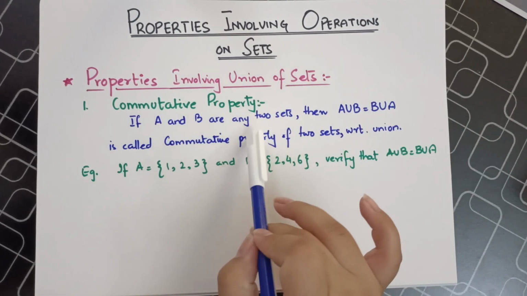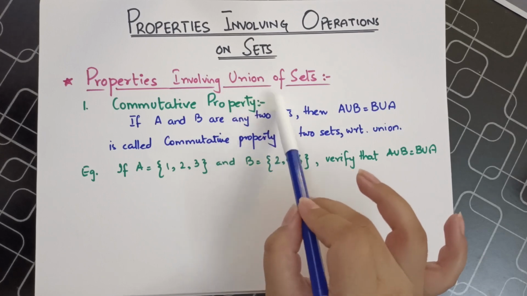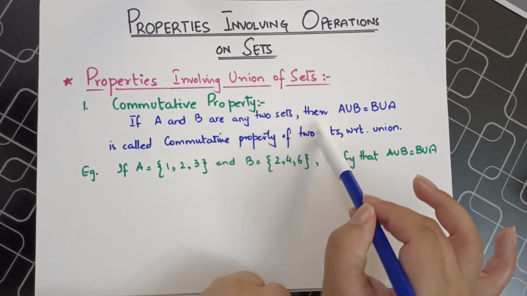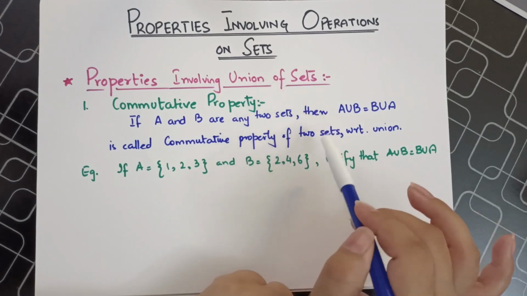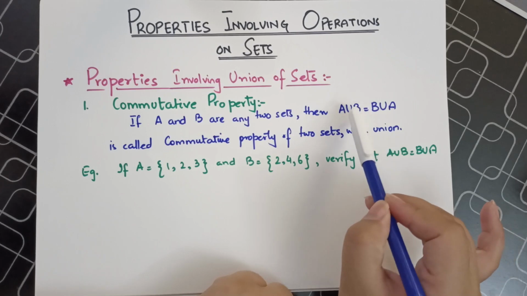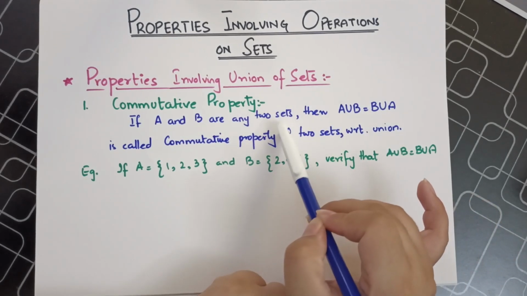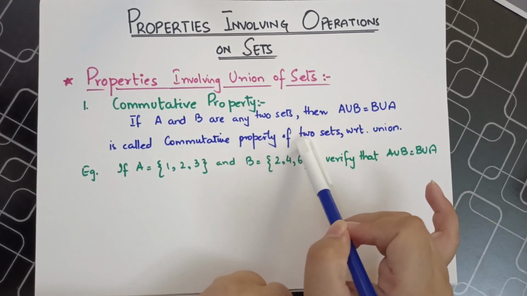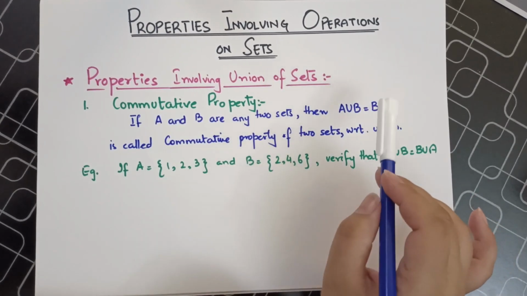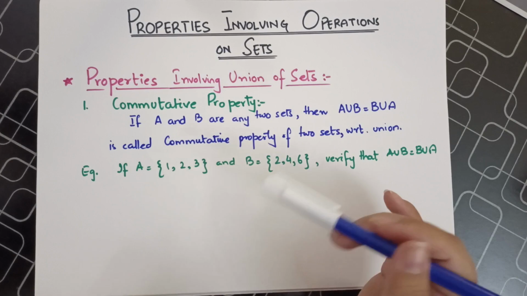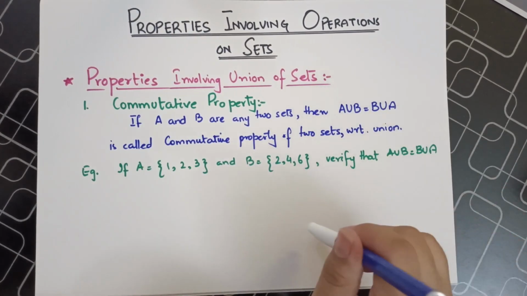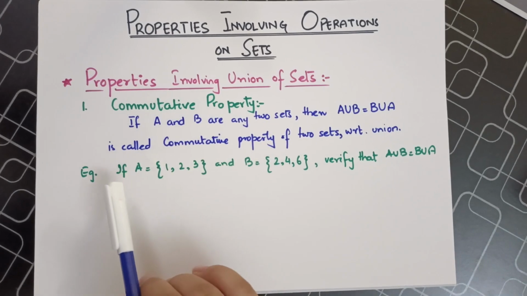Now, this commutative property with respect to union is very much similar to the commutative property with respect to addition. Here you can see that A union B, whether you write A before the union sign or B before the union sign, the answer will remain the same. Now let me explain it further and it will be more clear to you with the help of an example.